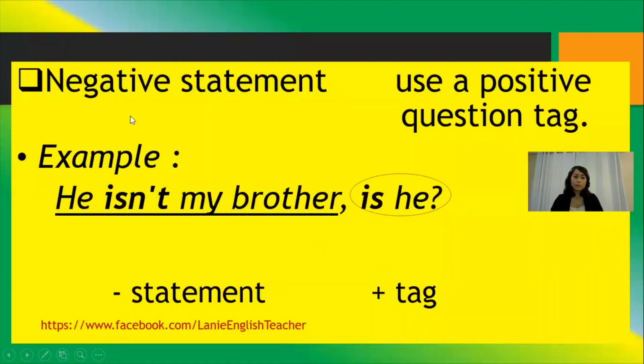Rule number two: for a negative statement, again, use a positive question tag. Example, he isn't my brother. This statement is negative. What makes it negative? Because, take note of this, there is a word, isn't. Isn't, again, is a contraction of is not. So this makes the statement negative. So your tag should be positive. So it goes like this, is he?